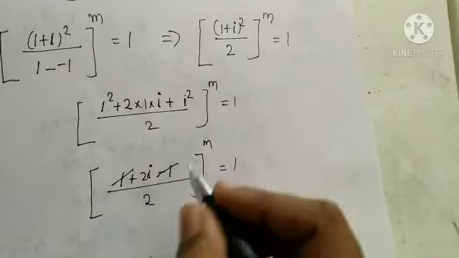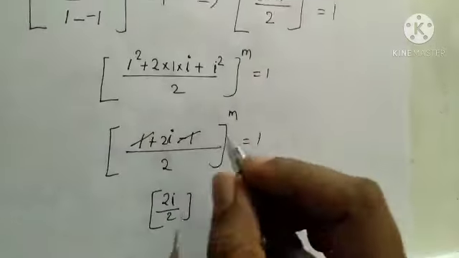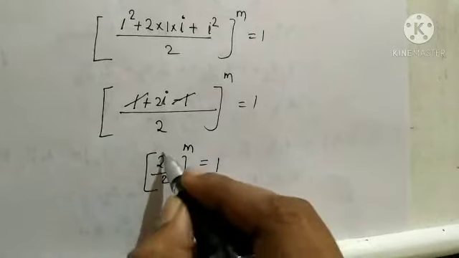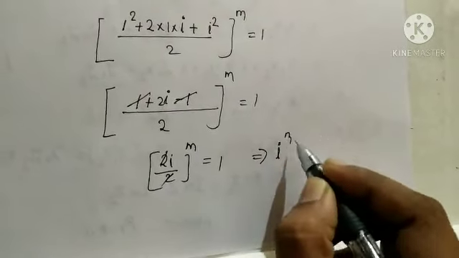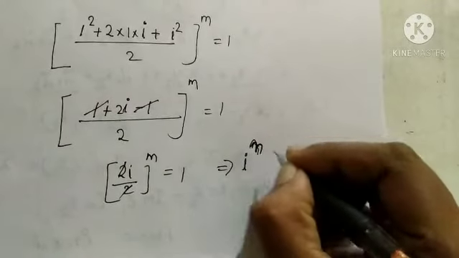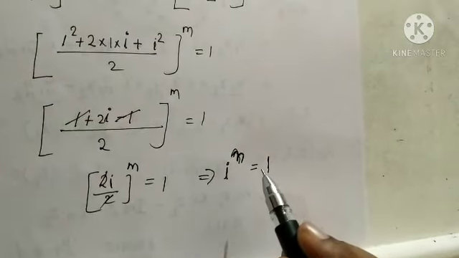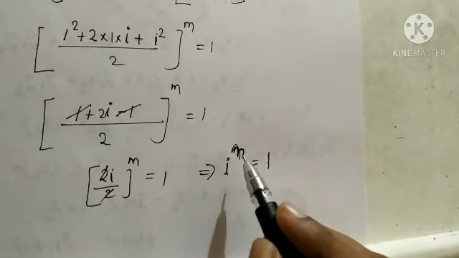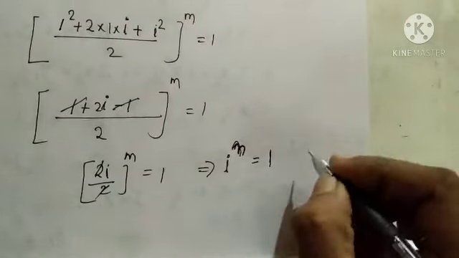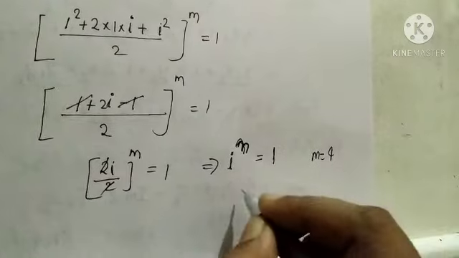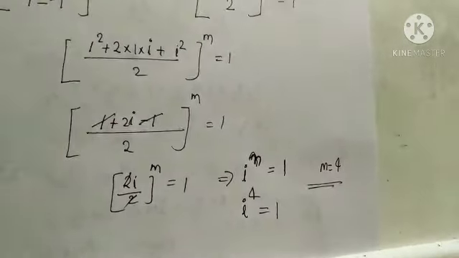This plus 1 and minus 1 will cancel, and here we get (2i by 2) whole raised to m equal to 1, and these two will cancel each other, and here we get i raised to m equal to 1. And we know that the least positive integral value of m when i raised to m equals 1 is 4, m equal to 4. We know that i raised to 4 is 1, right? So we get m equal to 4. Okay.